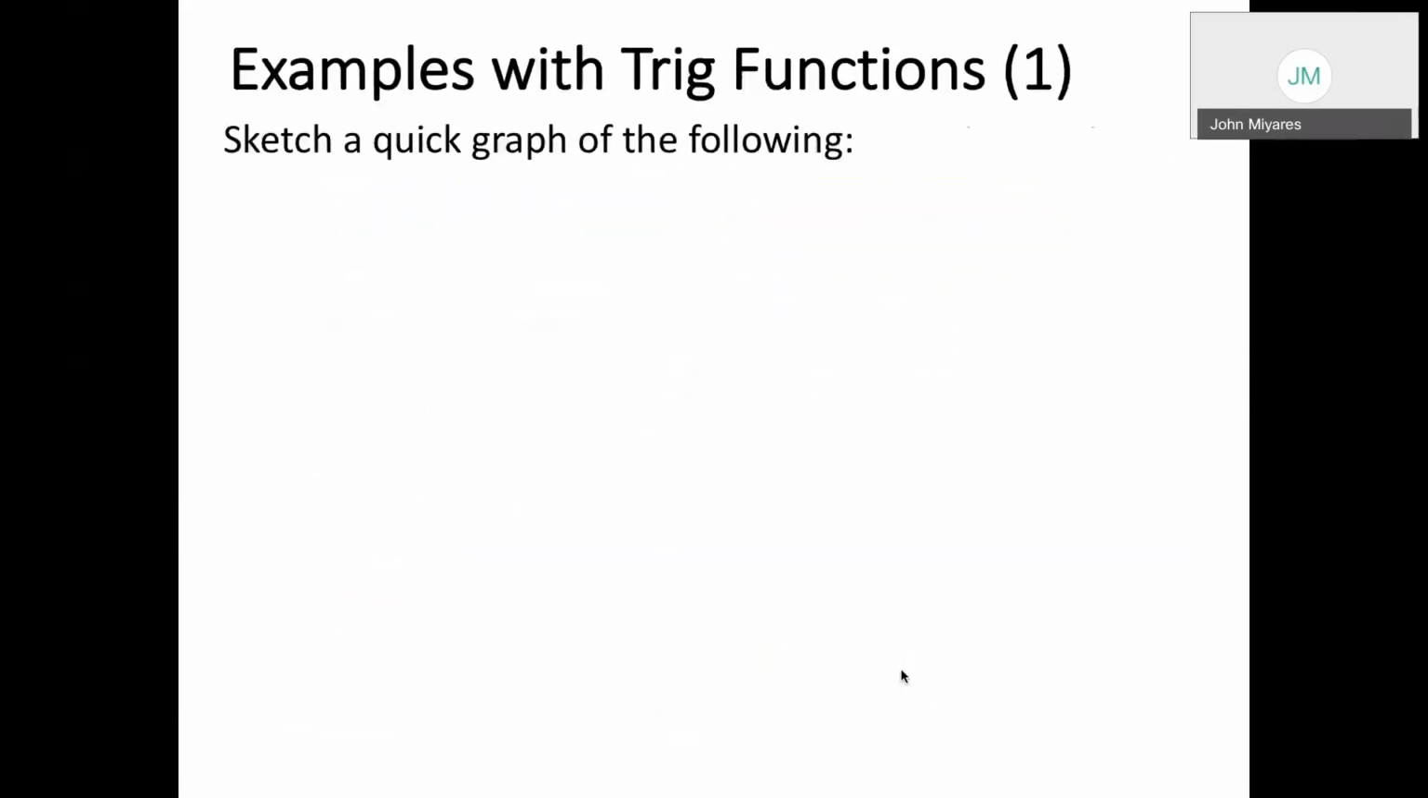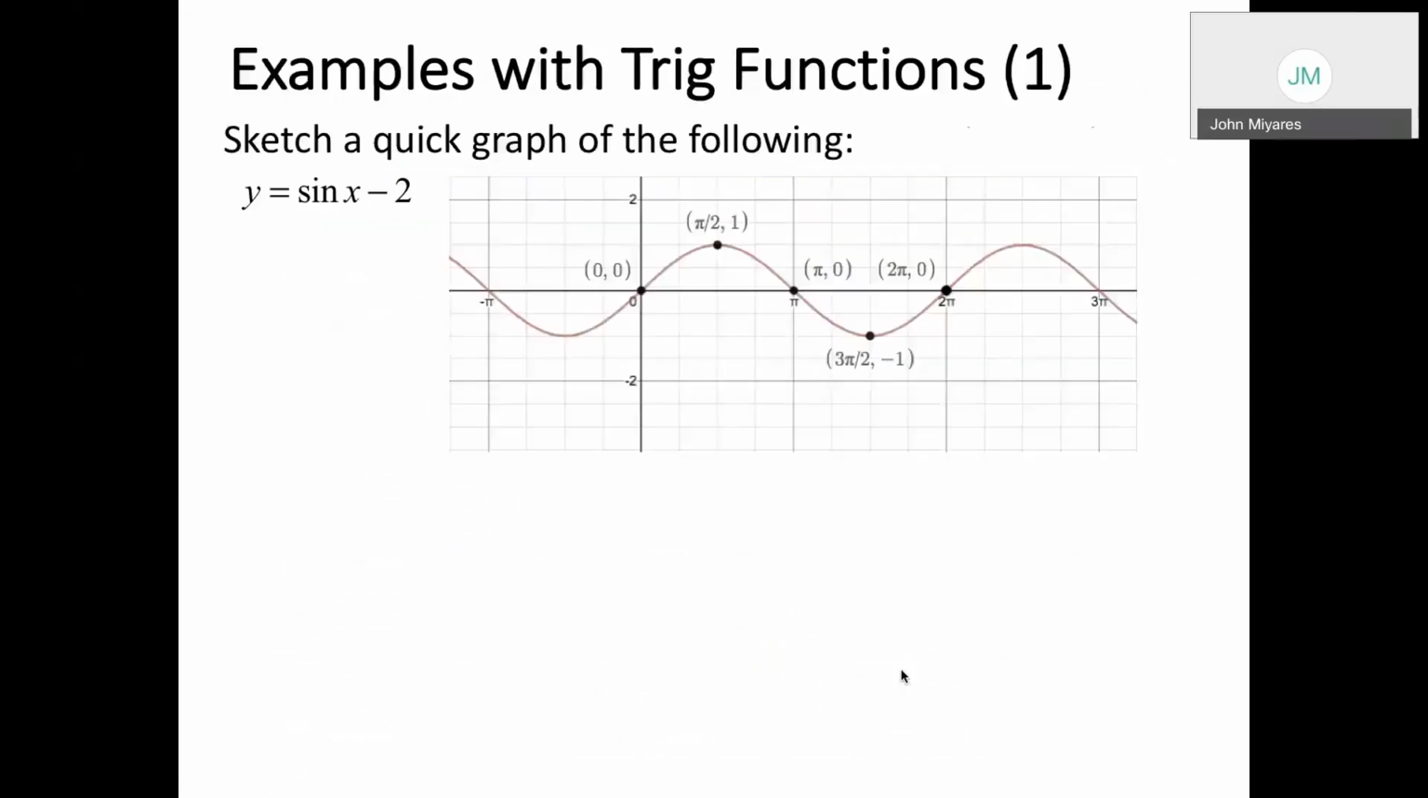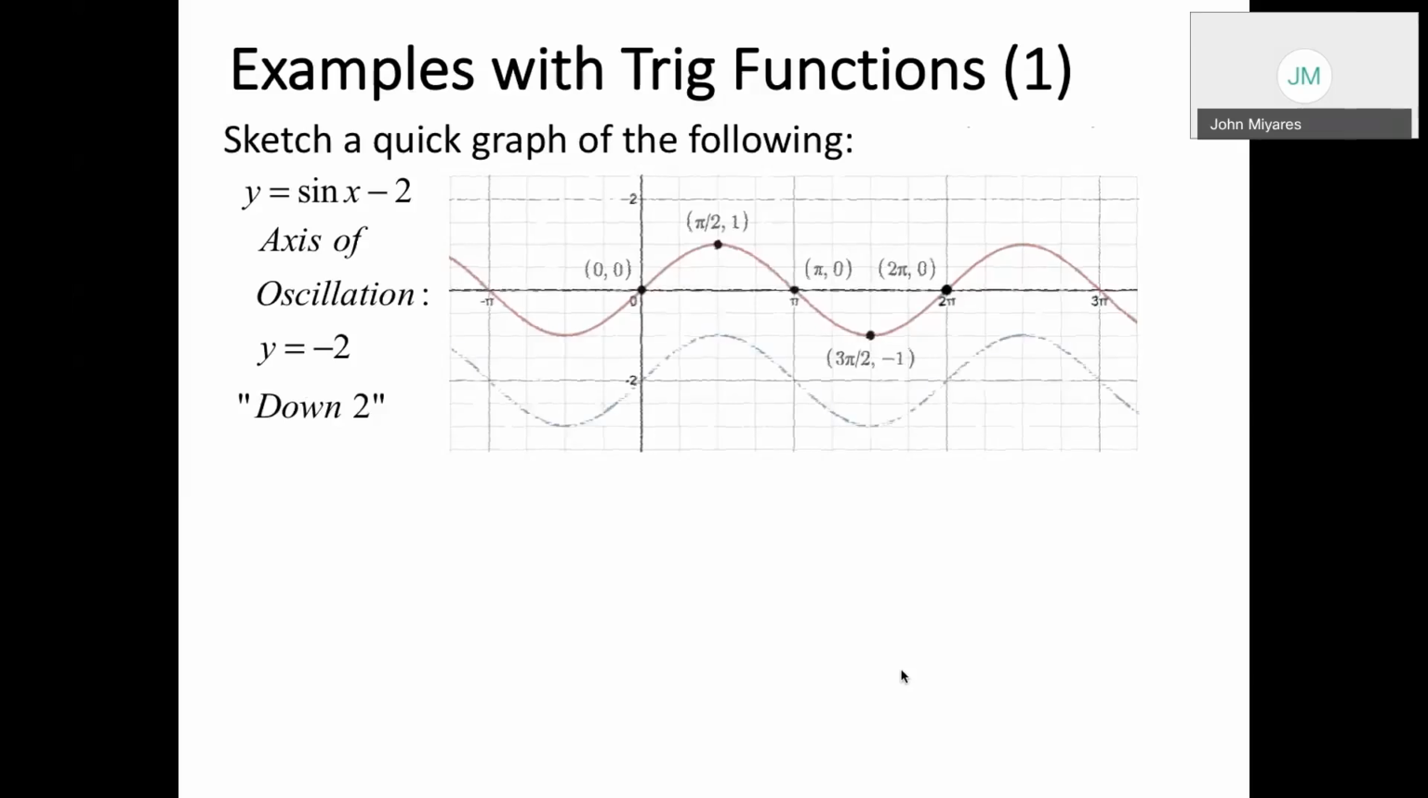Let's look at a couple of examples together. Suppose I want to sketch the graph of the function y equals the sine of x minus 2, as I mentioned on the previous slide. Let's start with the basic shape of the graph of y equals the sine of x. Since the negative 2 is on the outside of everything, there is nothing being multiplied and there are no other sets of parentheses. The only thing that's going to change here is the axis of oscillation is going to move downward to y equals negative 2, or the entire graph of the sine wave is going to shift down 2. This is going to make our graph look like this.